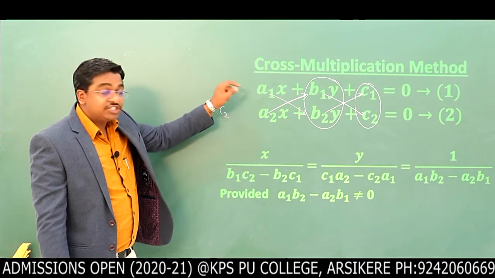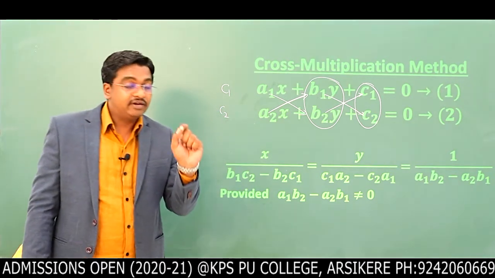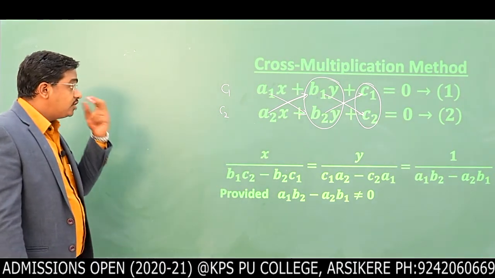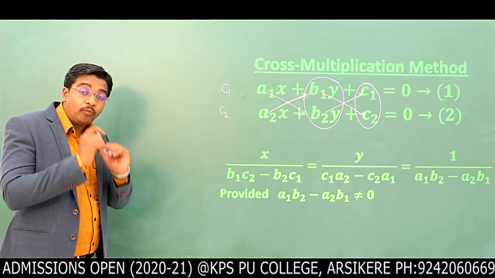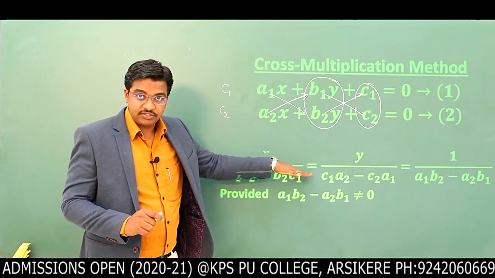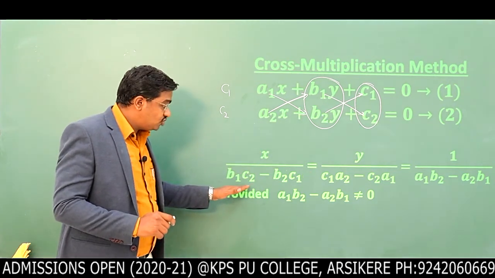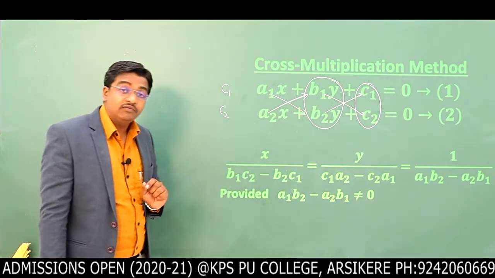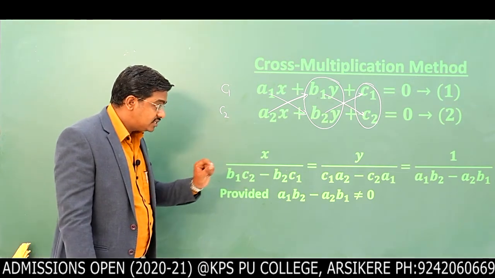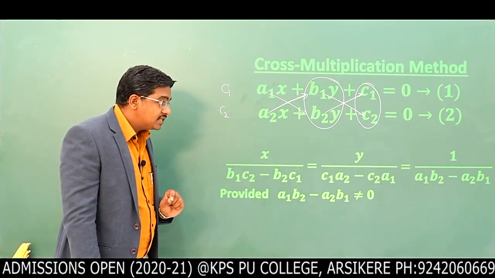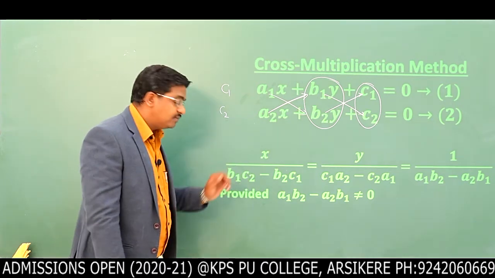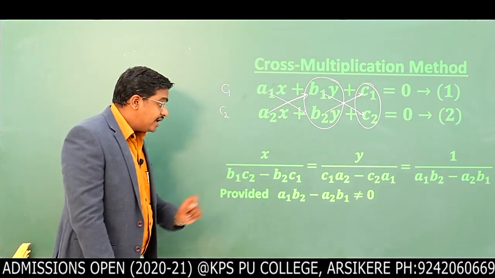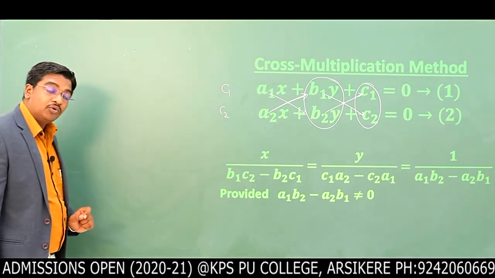The equations are a1x plus b1y plus c1 is equal to 0, and the second equation a2x plus b2y plus c2 is equal to 0. The values of x and y are obtained by these equations: x divided by b1 c2 minus b2 c1 is equal to y divided by c1 a2 minus c2 a1 and is equal to 1 divided by a1 b2 minus a2 b1. How do we simplify this? And we have the condition here that a1 b2 minus a2 b1 is not equal to 0.